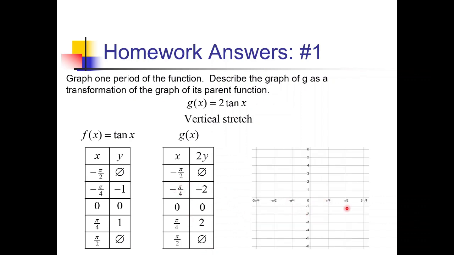So graphing this out, I think if we go by pi over 4s, that should capture everything we need here. So we have a vertical asymptote at negative pi over 2. We have the point negative pi over 4, negative 2. We have 0, 0, pi over 4, comma 2, and the asymptote at x equals pi over 2. And now we just draw a curve following the asymptotes and going through those points.